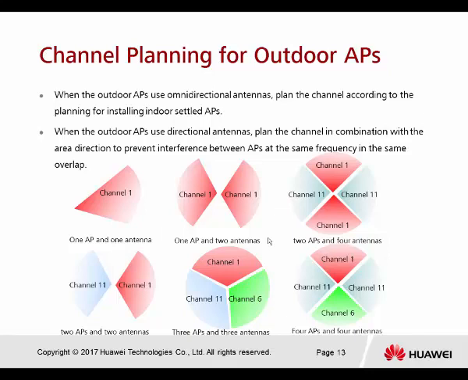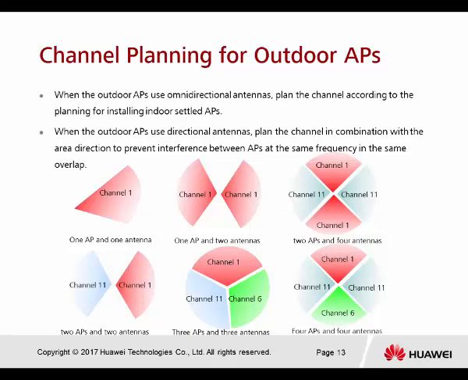The example right here is showing one AP with one antenna. Of course, when there's only one AP and one antenna, you can select any channel that you want. Now they have one AP with two antennas. That is still fine because the signals are broadcast from the same AP. Anything broadcast from the same AP basically has no interference. Okay, it will be safe.